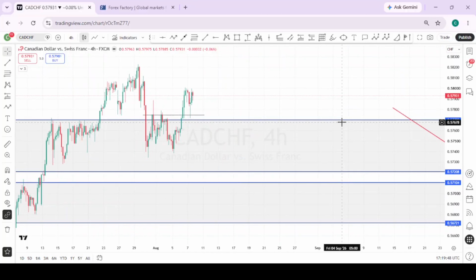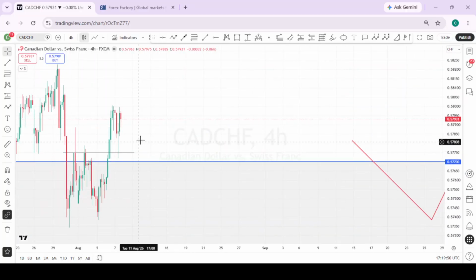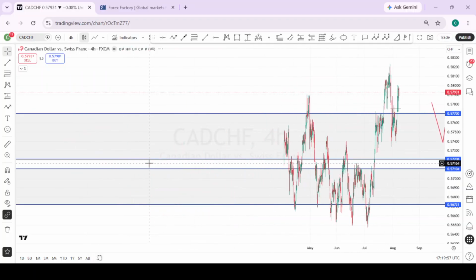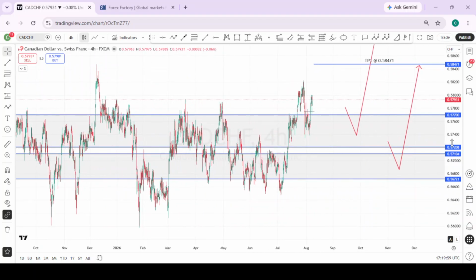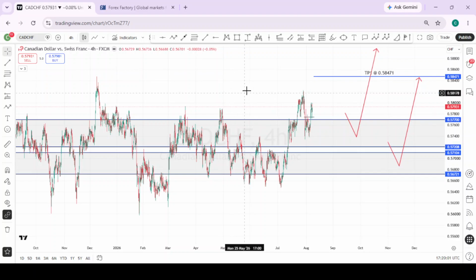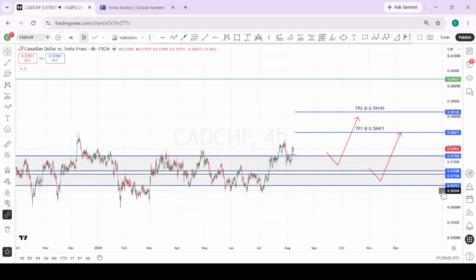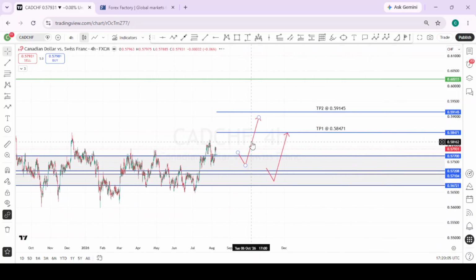But if we are fortunate to see price retest the neckline again or come to retest the area of interest once again, we'll look for a cleaner buying opportunity from here to the upside. So until price gets to the various TPs above, we'll continue to look for buying opportunities to the upside. And these are the various targets we have for CAD CHF for the coming weeks.